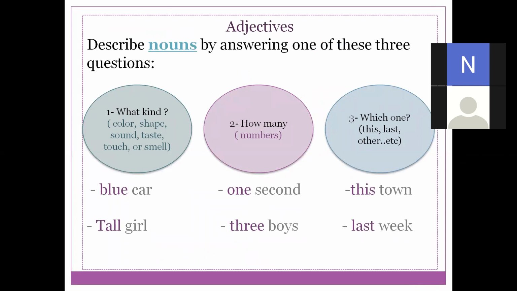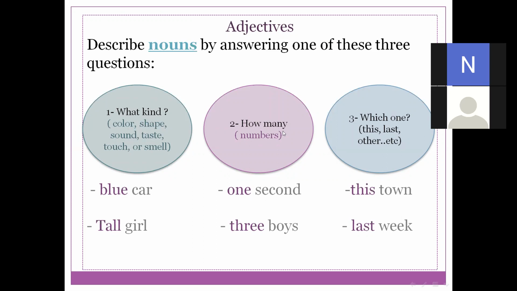Adjectives describe nouns by answering one of these three questions. When we are describing the noun, we are answering one of those three questions. Let's see the questions. What kind? How many? Which one? You have to remember those three questions. What kind? It could be color, shape, sound, taste, touch or smell.